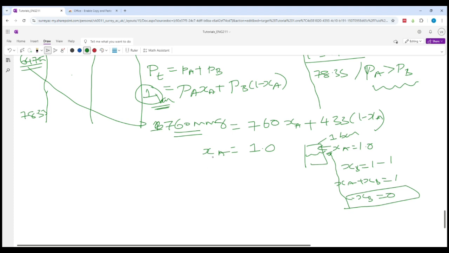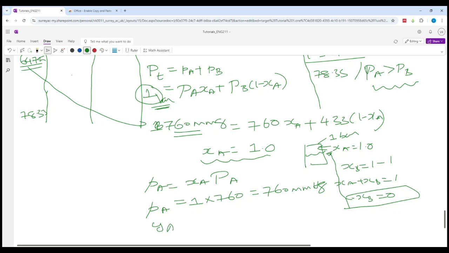Similarly, let's calculate YA. If we have XA, then from Raoult's law we can calculate PA, the partial pressure of A, which is equal to XA multiplied by the vapor pressure of A at that temperature. So this is 1 multiplied by 760. The partial pressure of A is 760 millimeters of mercury, which means the mole fraction of A at 64.75 is the partial pressure of A divided by the total pressure, 760 by 760, which is equal to 1. So YA is equal to 1.